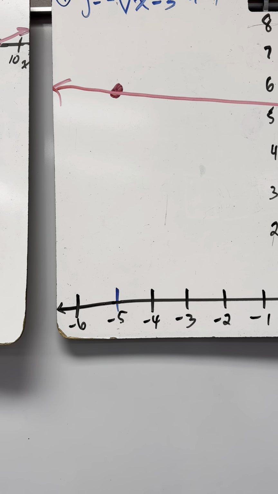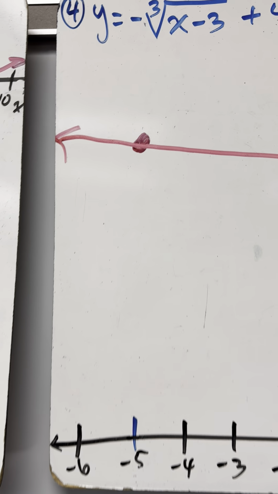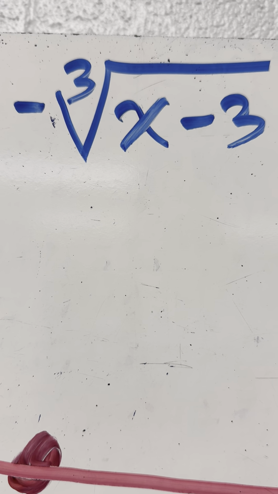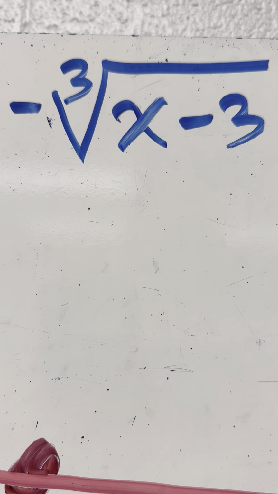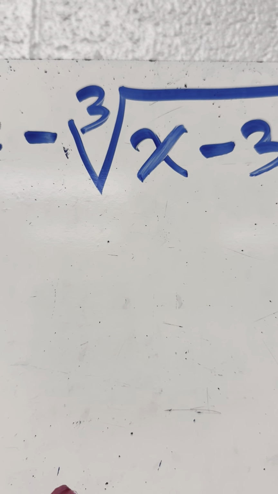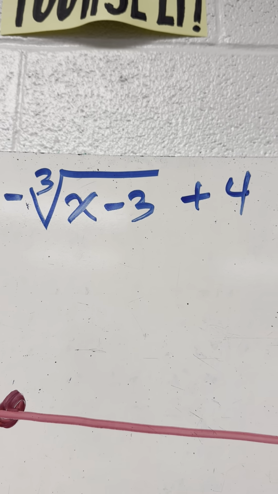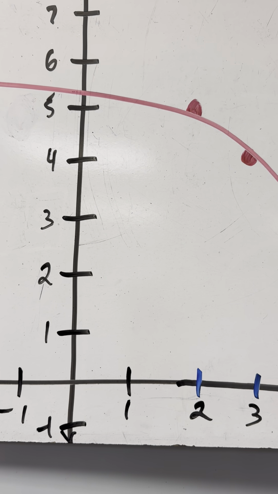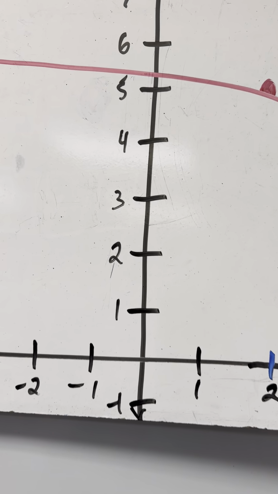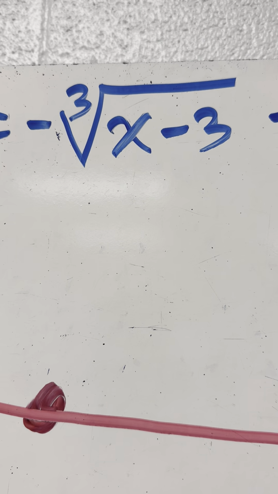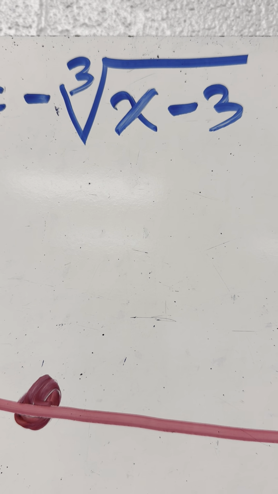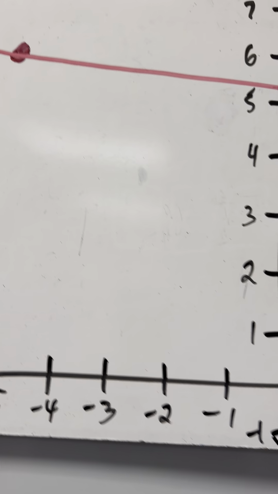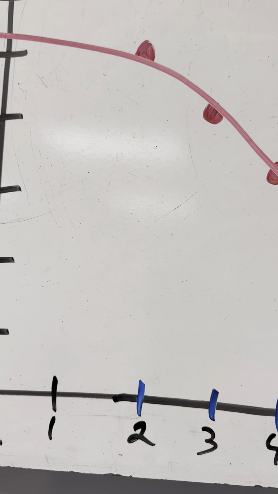Okay. Next, I'm going to put in 2 because positive 2 minus 3 is negative 1. The cube root of negative 1 is negative 1, but the negative of negative 1 is positive 1. Plus 4 is 5. So I've got 2, 5. Okay. Next, I'm going to use 3 because 3 minus 3 is 0. The cube root of 0 is 0. The negative of 0 is 0. Plus 4 is 4. So I've got 3, 4.